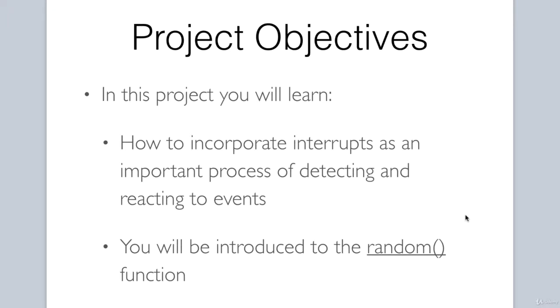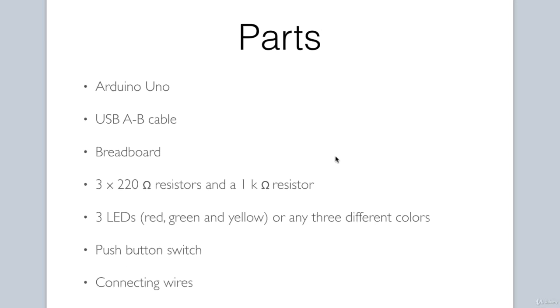Let's take a look at the objectives for our project. By successfully completing this project, we will have mastered the following items. We will learn how to incorporate interrupts as an important process of detecting and reacting to events in our electronics projects. We will also be introduced to the random Arduino function for creating random numbers. If you're ready to begin, let's get this project started.